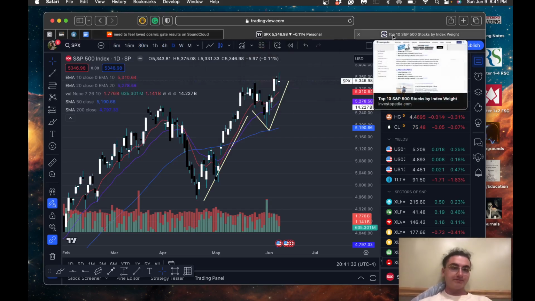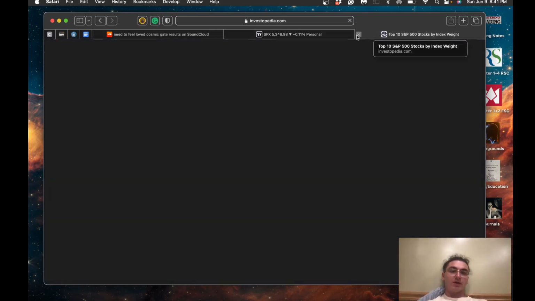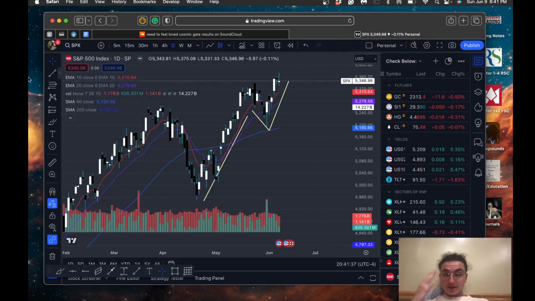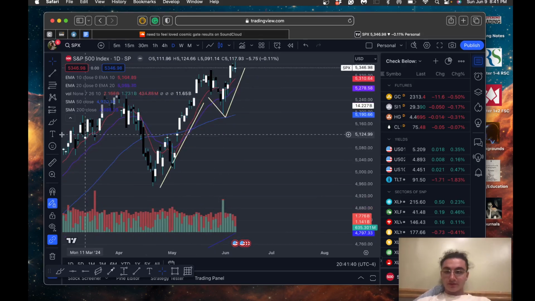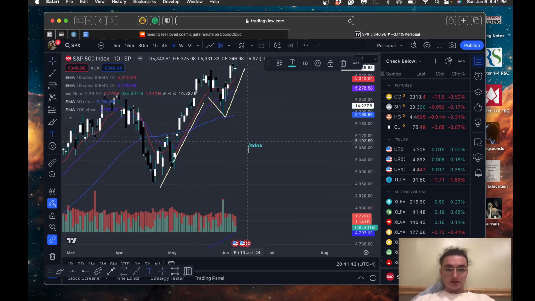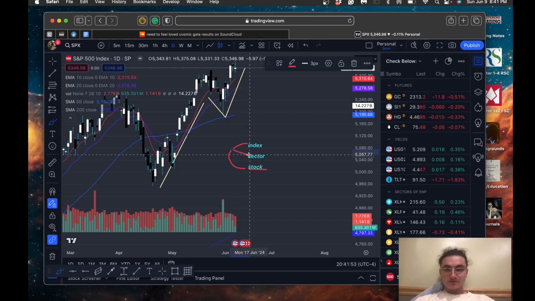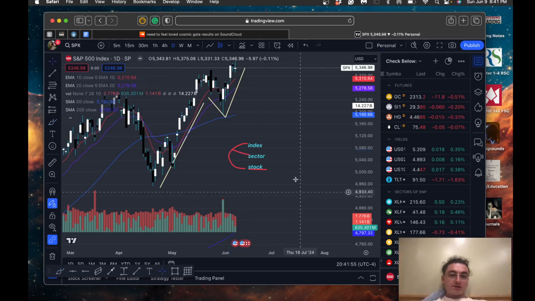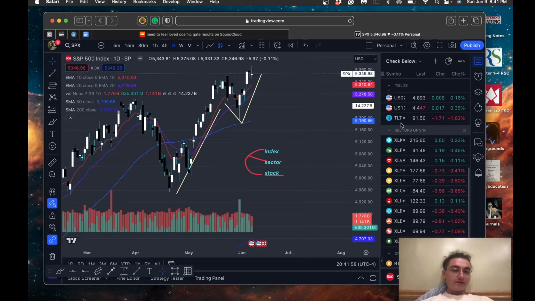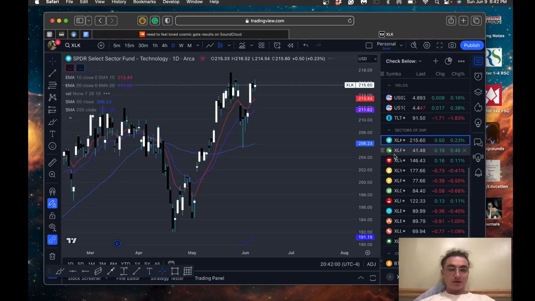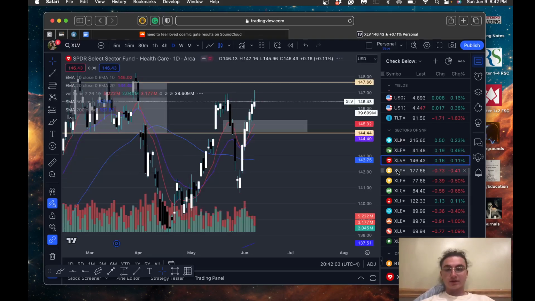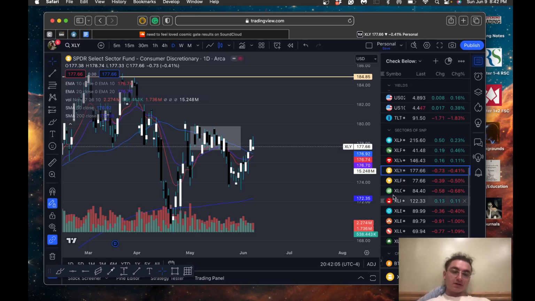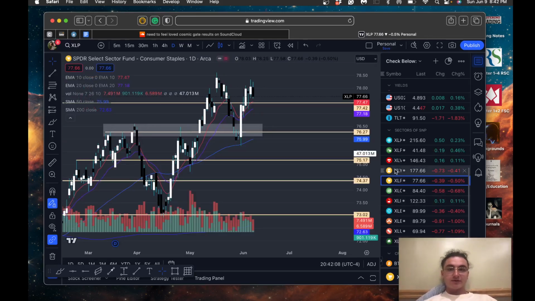If you're curious. Now that you know the index it's in, the next thing you need to know is the sector. So we go from index to sector, and we're trying to identify where the stock is within each of these. So you have all of these sectors of the S&P 500. You have tech, finance, healthcare, consumer discretionary, etc. You have all these different sectors.